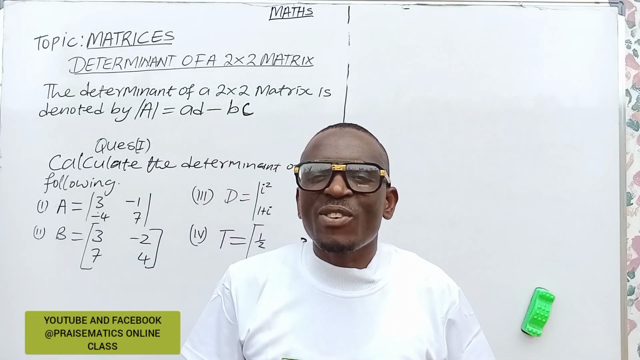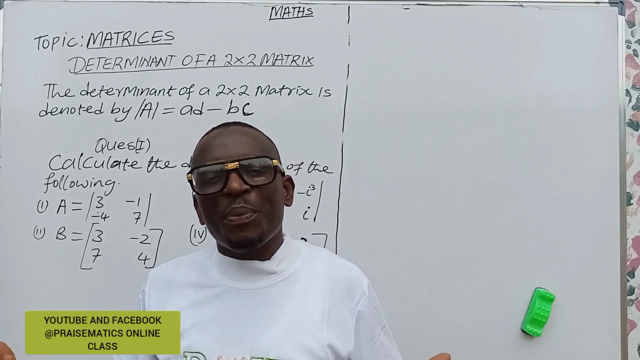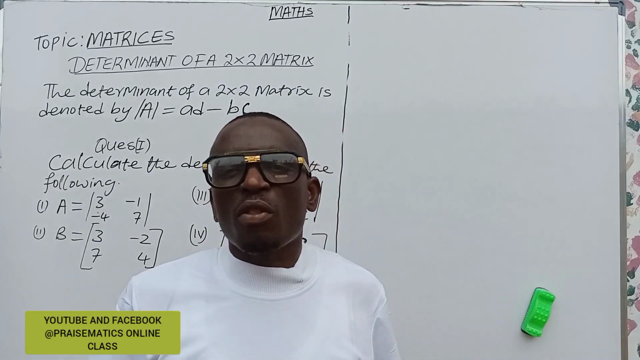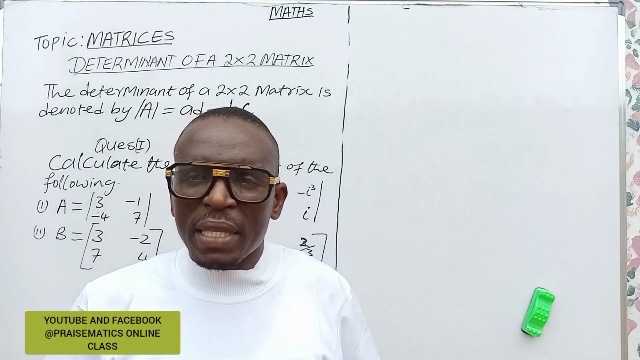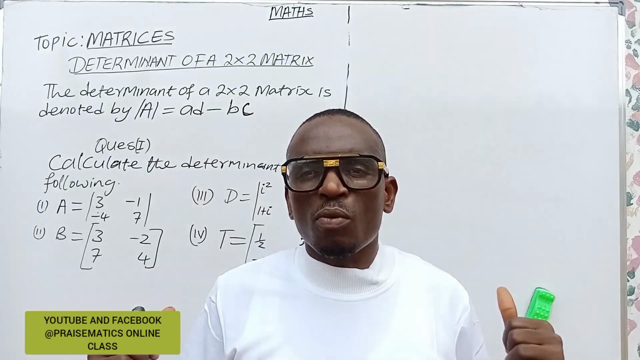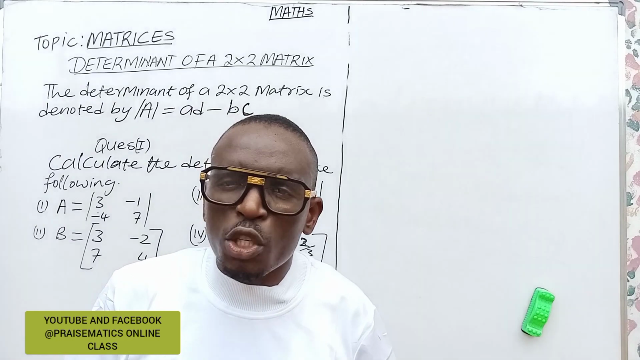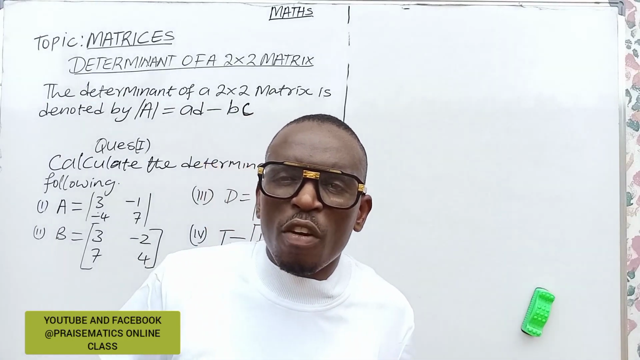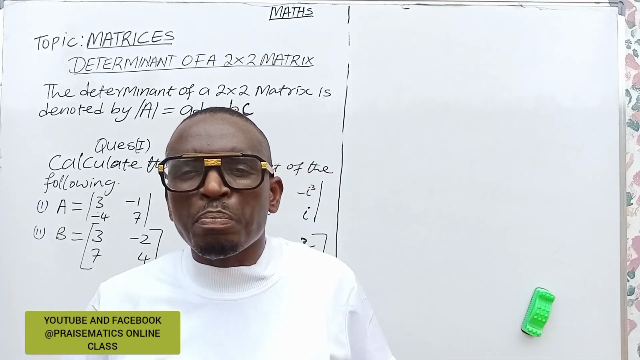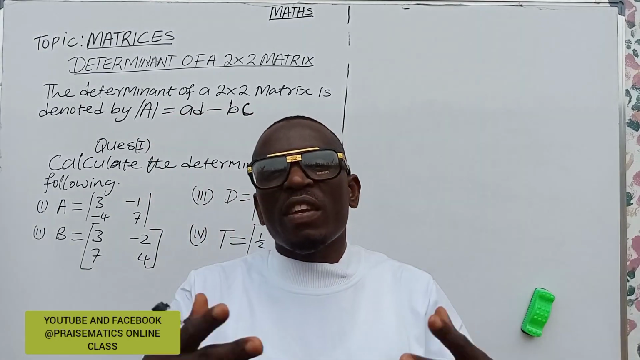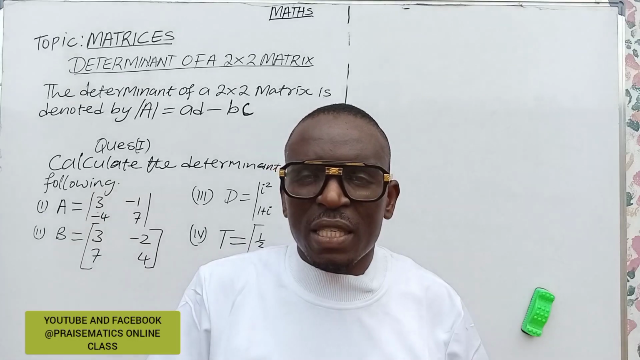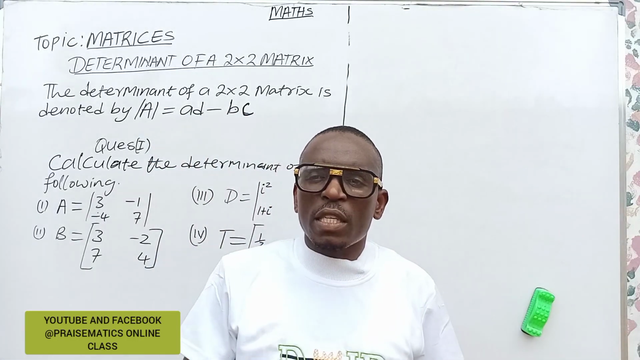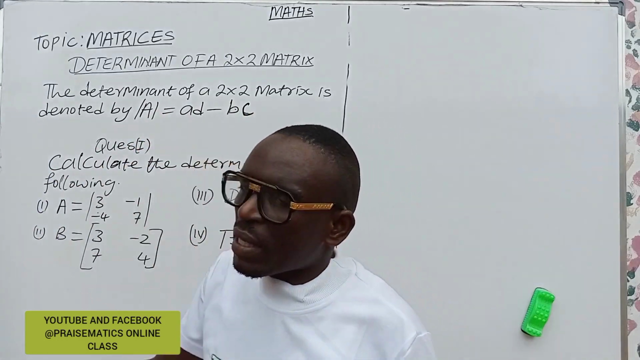In today's class, we are going to look at the topic on matrices, and under matrices, we are going to look at the determinant of 2 by 2 matrices. In our previous class, we made mention of transposition of matrices, subtraction of matrices, multiplication of matrices, addition of matrices, and we even defined matrices and the application of matrices. But today we are going to look at the determinant of 2 by 2 matrices.